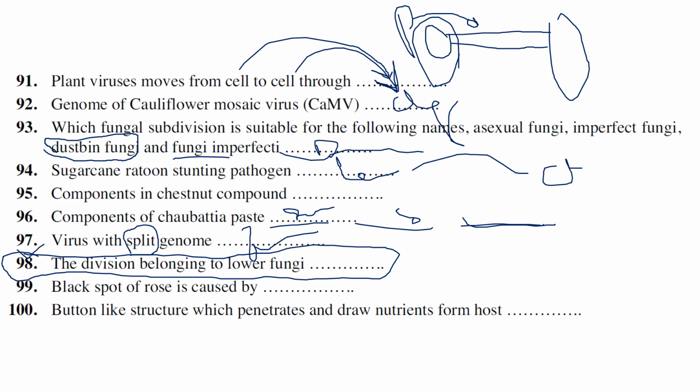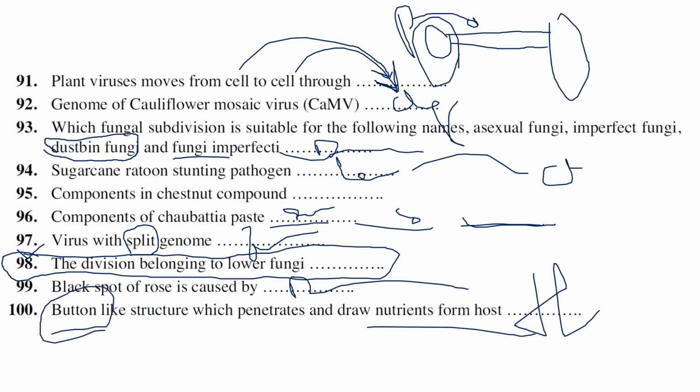Black spot of rose is caused by the fungal pathogen Diplocarpon rosae. A button-like structure which penetrates and draws the nutrients, a very simple nutrient absorbing organ, is the haustoria. All phanerogamic plant parasites produce haustoria to absorb nutrients. Fungi also can produce some kind of structure to absorb nutrients. So this button-like structure which penetrates and draws the nutrients is haustoria, the nutrient absorbing organ of fungi.